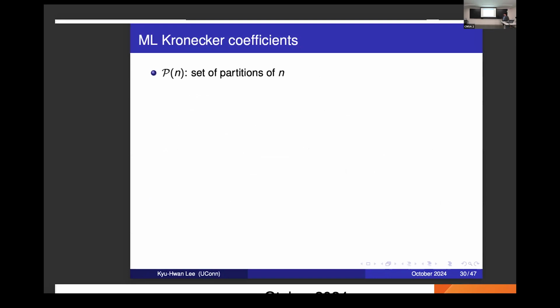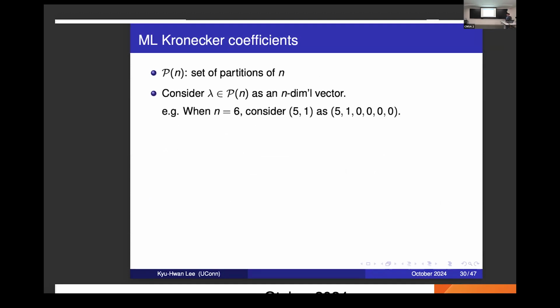So let Pn be the set of partitions. Consider lambda as an n-dimensional vector. So if n is equal to 6, consider partition (5,1) as (5, 1, 0, 0, 0, 0). Then it is a 6-dimensional vector. So then the triple of partitions is a 3n-dimensional vector. So we'll use this as a data point.